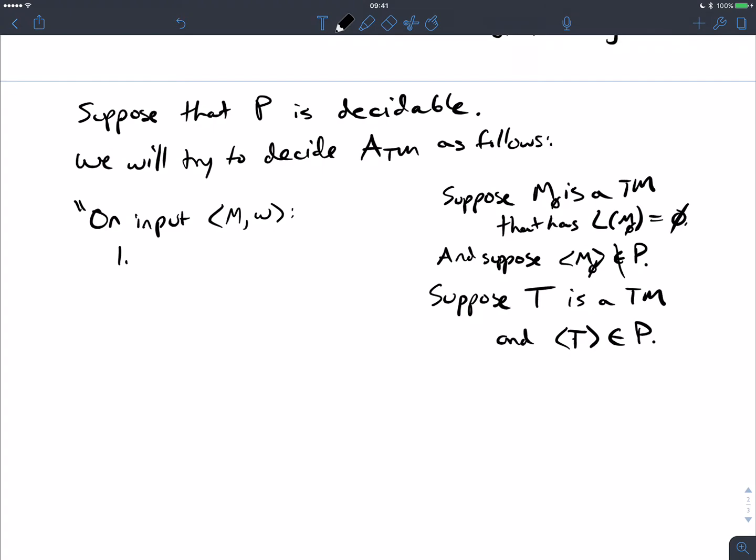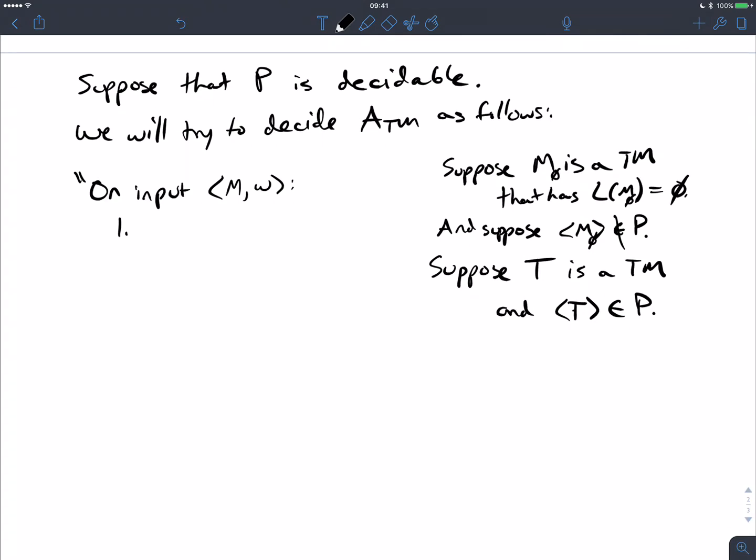Okay. Well, here are the two behaviors that we're going to have. Depending on whether M accepts W, the machine that I'm going to build inside this machine will have language T, and otherwise be like M sub empty. And then, because I know P is decidable, I can differentiate which one of those two it is. And so, that'll tell me something about whether M accepts W or not.